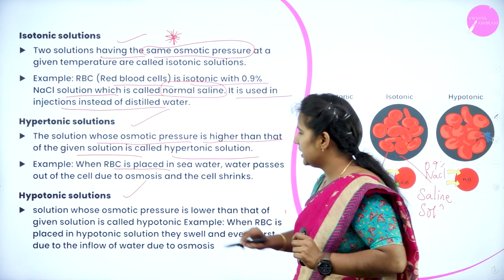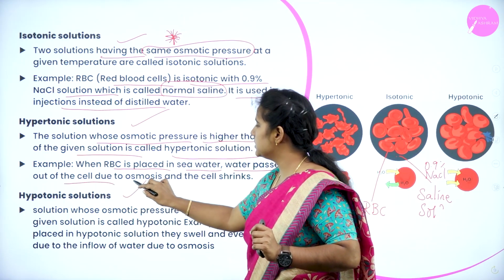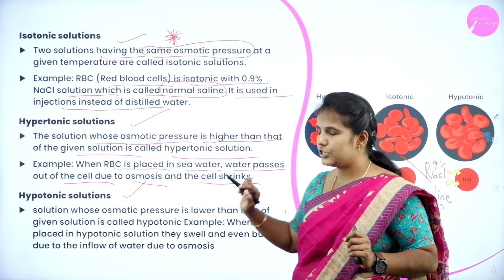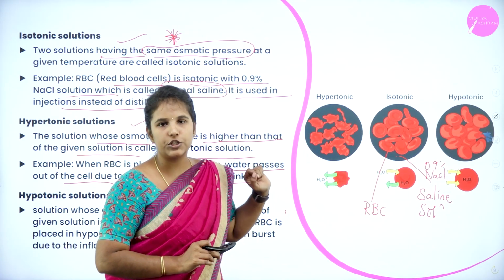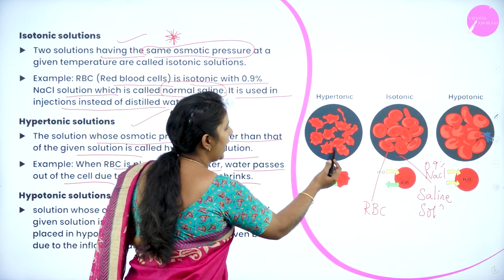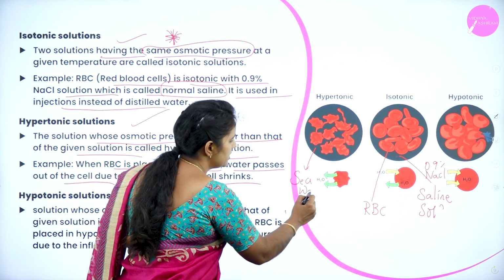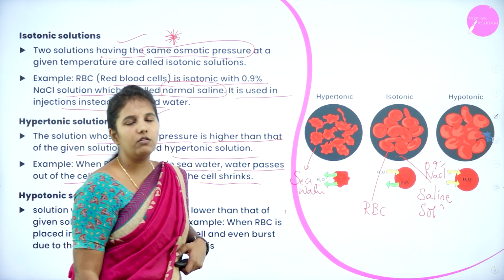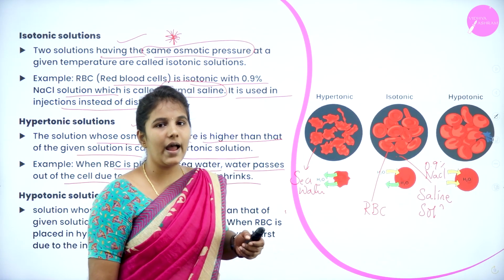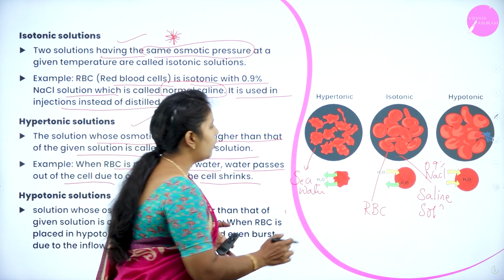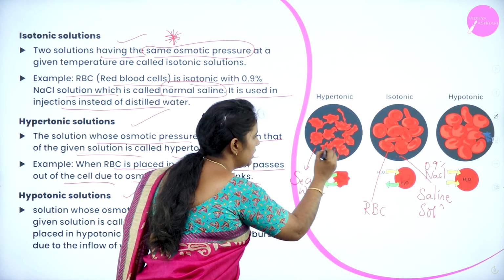When RBC is placed in seawater, the water will pass out of the cells due to osmosis and the cell will shrink. Here is an example for the hypertonic solution. Again I am keeping the red blood cells in seawater. We know that seawater consists of a higher concentration of salt. So due to the higher concentration of salt, the water present in the red blood cells will start moving towards the salt water.